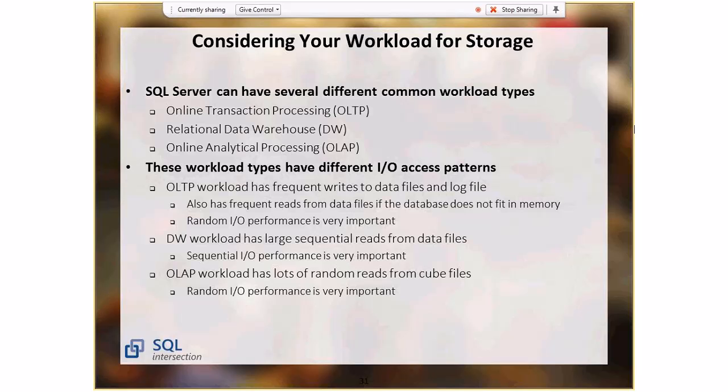And an OLTP workload, for example, has lots of writes to data files and also to the log file. And also going to have a lot of reads from the data files if the database doesn't fit into the buffer pool. So in that case, random I/O performance can be very important for your normal workload. But again, sequential performance is still important for things like index maintenance and backups, for example. Whereas a data warehouse workload, it has all those large sequential reads from the data files, so sequential read I/O performance is very important there. And then an OLAP workload is going to have lots of random reads from your cube files, so random I/O performance is very important there.